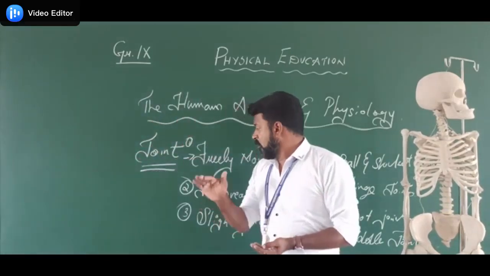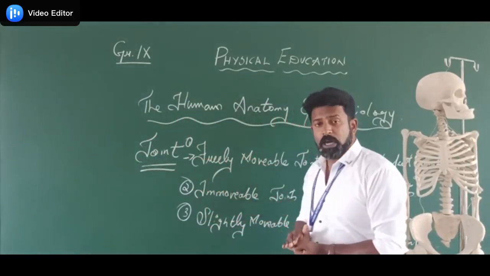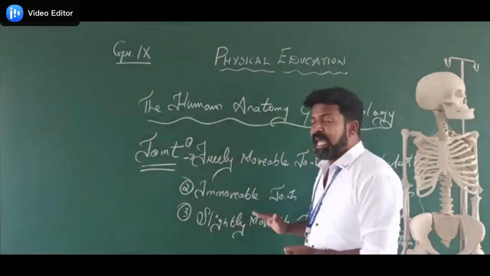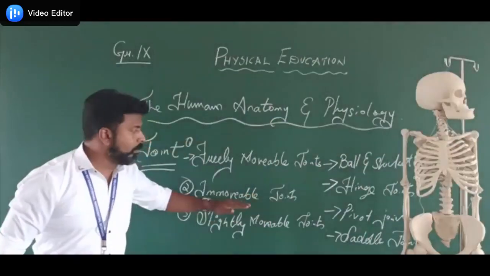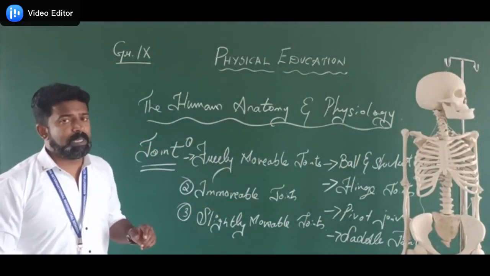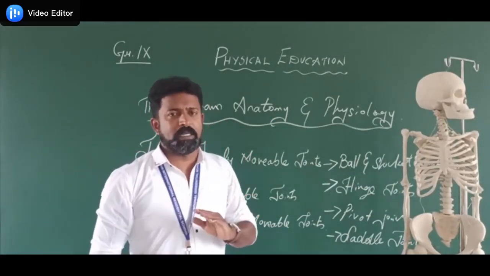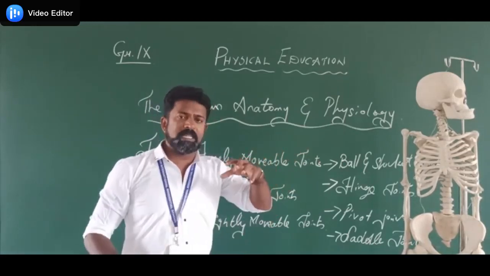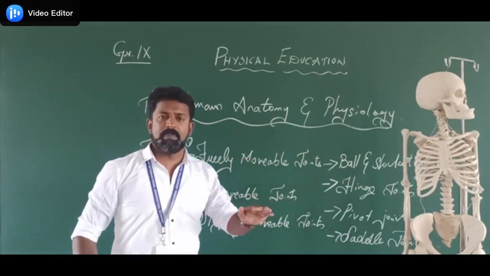That is freely movable joints, the second one is immovable joints, and the third one is slightly movable joints. So we will go with immovable joints first. I give an example: the skull. There is no movement in this joint, because the skull protects the brain. So the example is the skull.